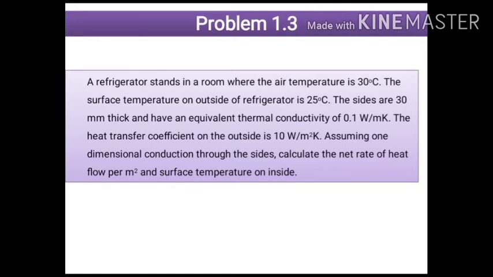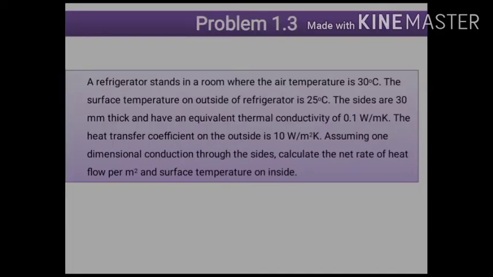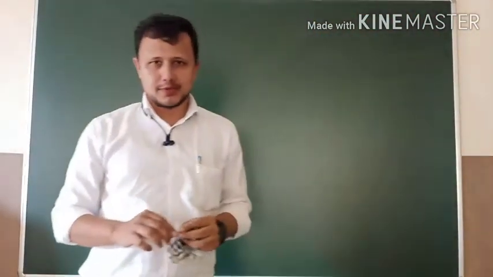We are going to assume one-dimensional heat conduction through the sides, and we need to calculate the net rate of heat flow per meter square area as well as the surface temperature on the inside of the refrigerator. So we have finished with the problem statement. Now we will proceed towards the solution.